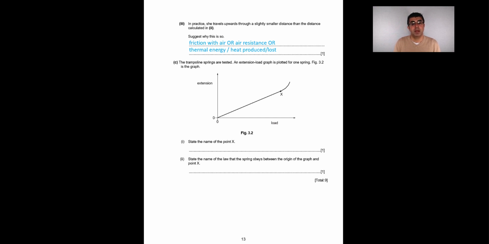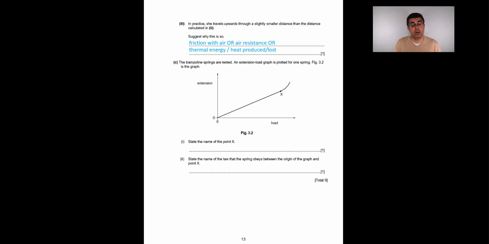Part C, the trampoline springs are tested. An extension load graph is plotted for one spring. Now we're mixing energy again with forces. This is Hooke's law, but fortunately it's a much easier version, or a much easier part of Hooke's law. State the name of the point x. Well, x is the limit of proportionality.